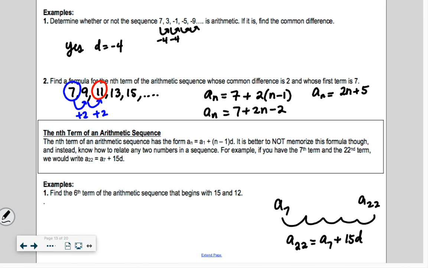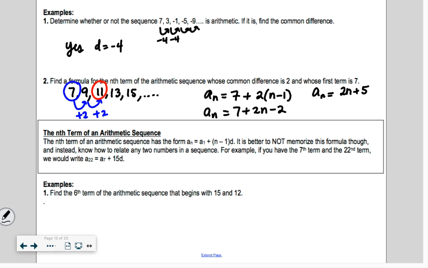So if you can relate any two numbers in the sequence that you're given, you're fine. Okay? I think so many people try to just memorize the formula and they're like, oh, but I don't have A1. And then they just leave the problem blank. Don't do that.